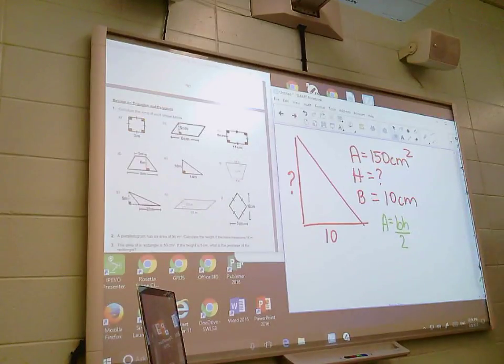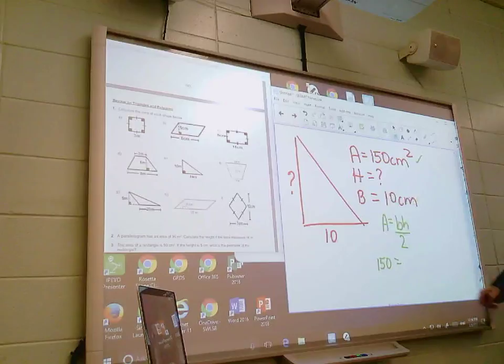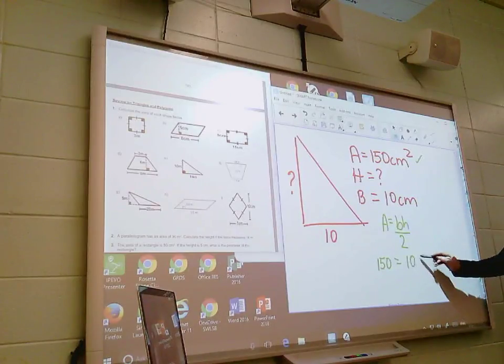Once I put the formula down, I go look for the information given. Oh, look, they gave me area. Capital A is area, so they gave me 150. Oh, they're missing the height, but they do give me the base of 10. So here we go. Height is missing, divided by 2.